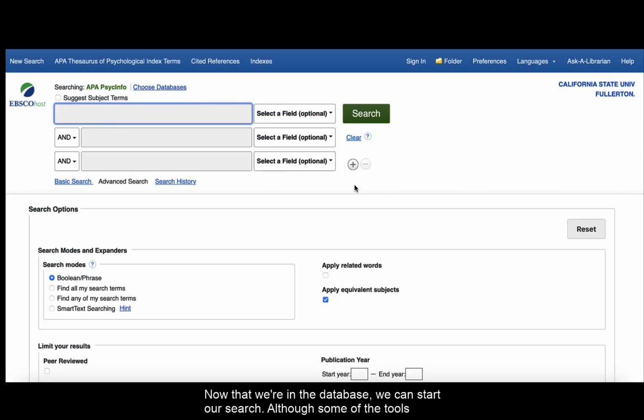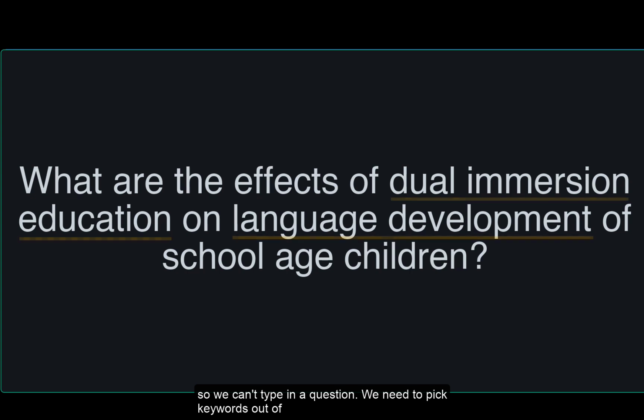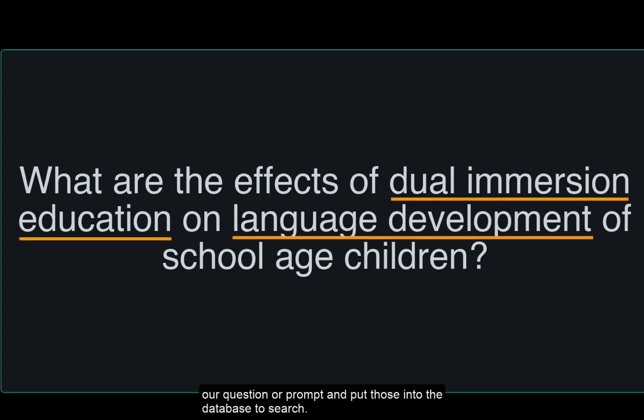Now that we're in the database, we can start our search. Although some of the tools we can use are available before the search, I like to start broadly. So I'm just going to start with a keyword search and then use the tools after I get my results. Research databases are not like Google, so we can't type in a question. We need to pick keywords out of our question or prompt and put those into the database to search.